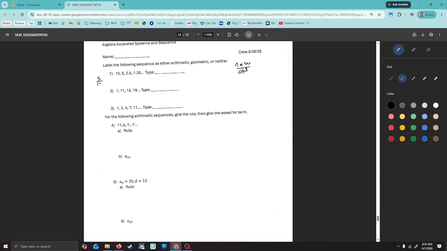So, 5 over 10 is 1 half. 5 over 2.5, I'm sorry, the other way around. 2.5 divided by 5 is 1 half. And if I do 1.25 divided by 2.5, it's 1 half. Since I can see that's consistently true, that's going to be geometric. It's new divided by old to check for geometric, and for arithmetic, it's new minus old.